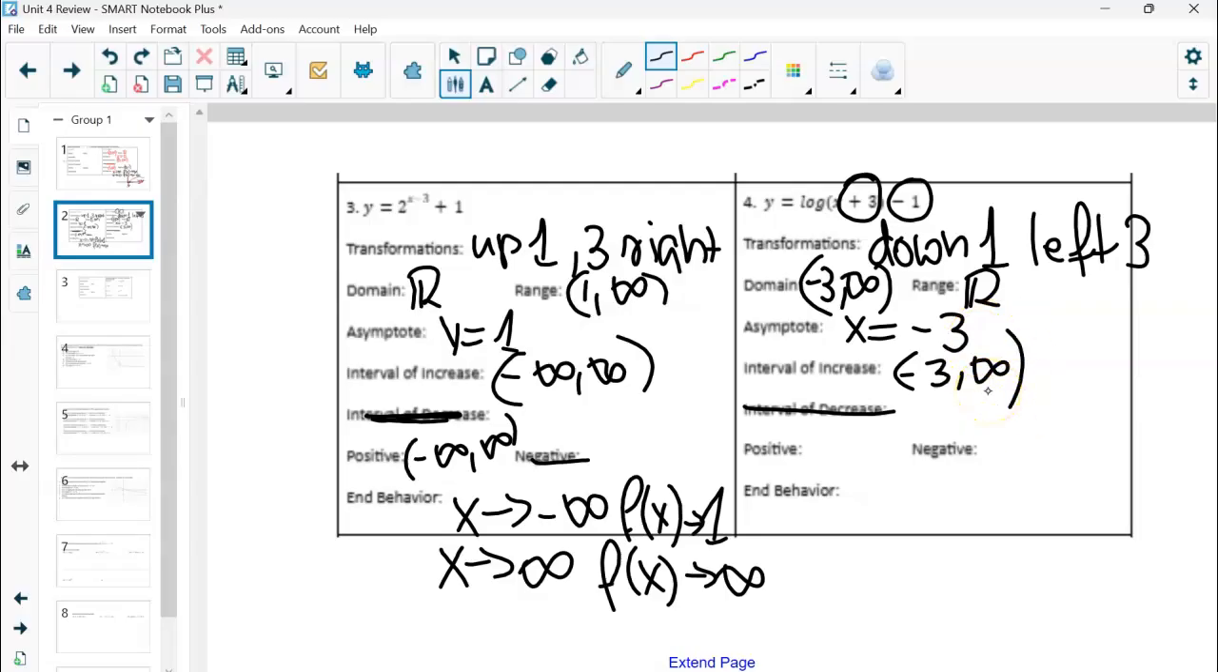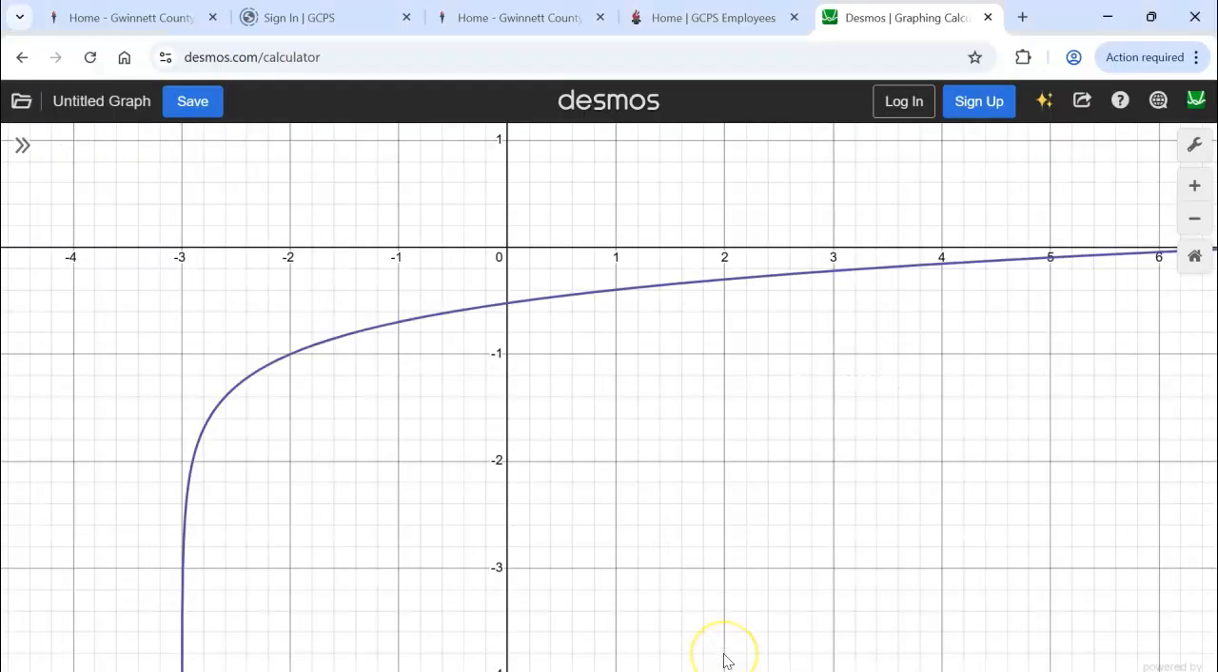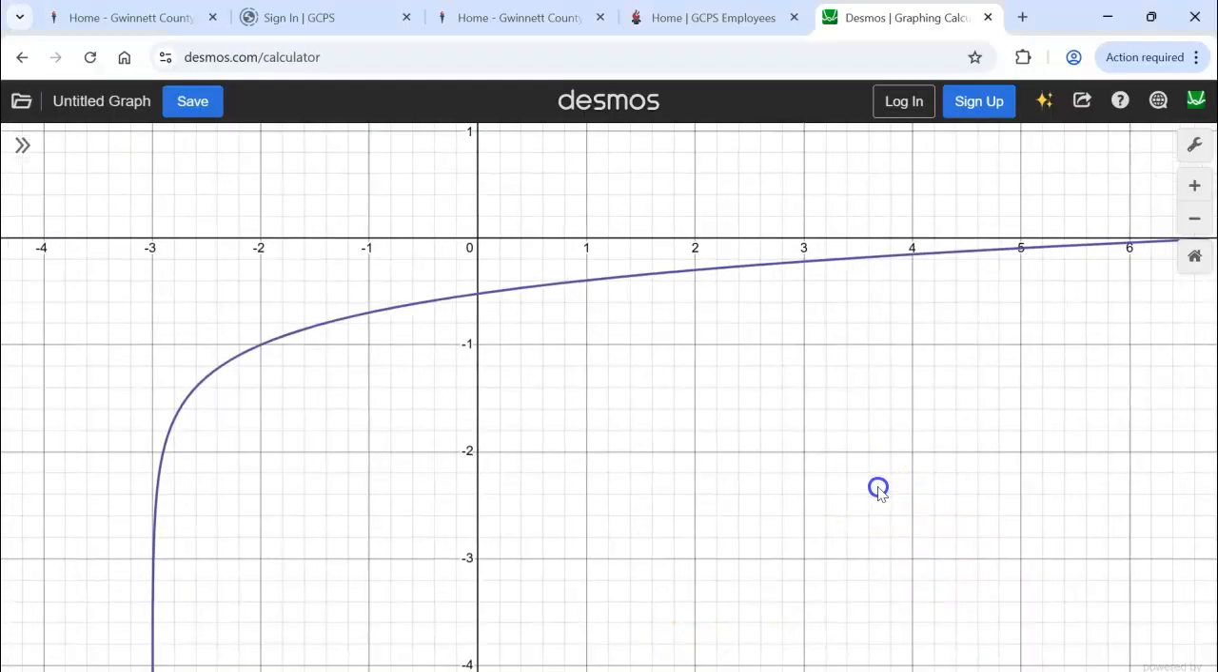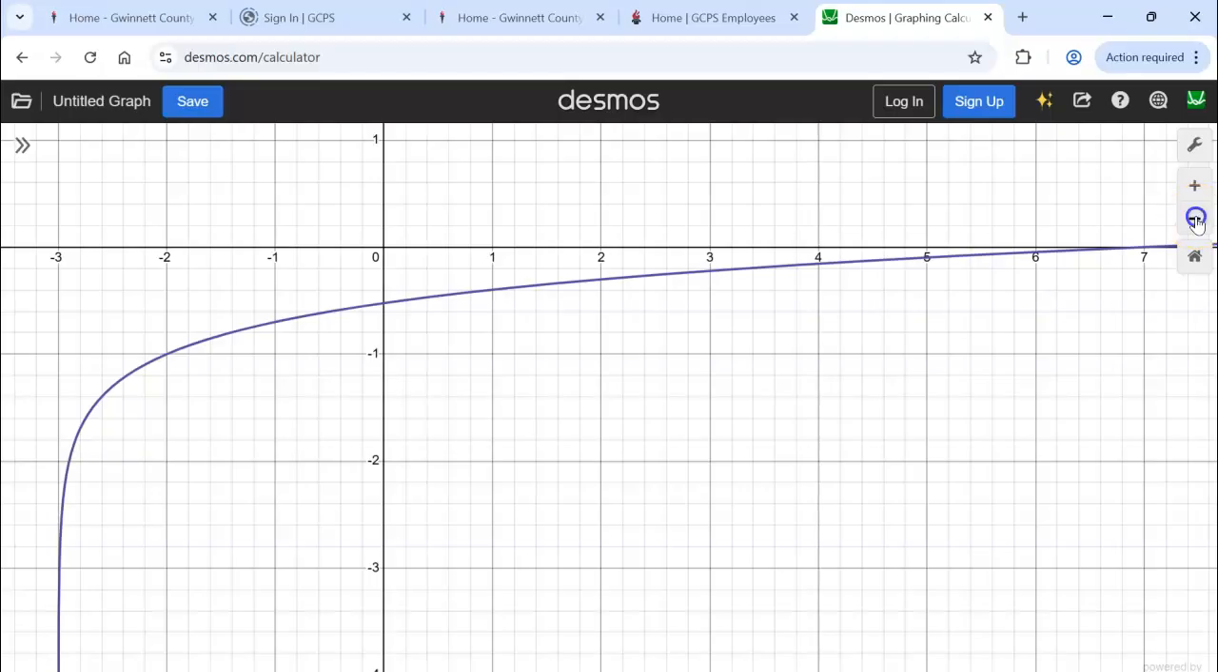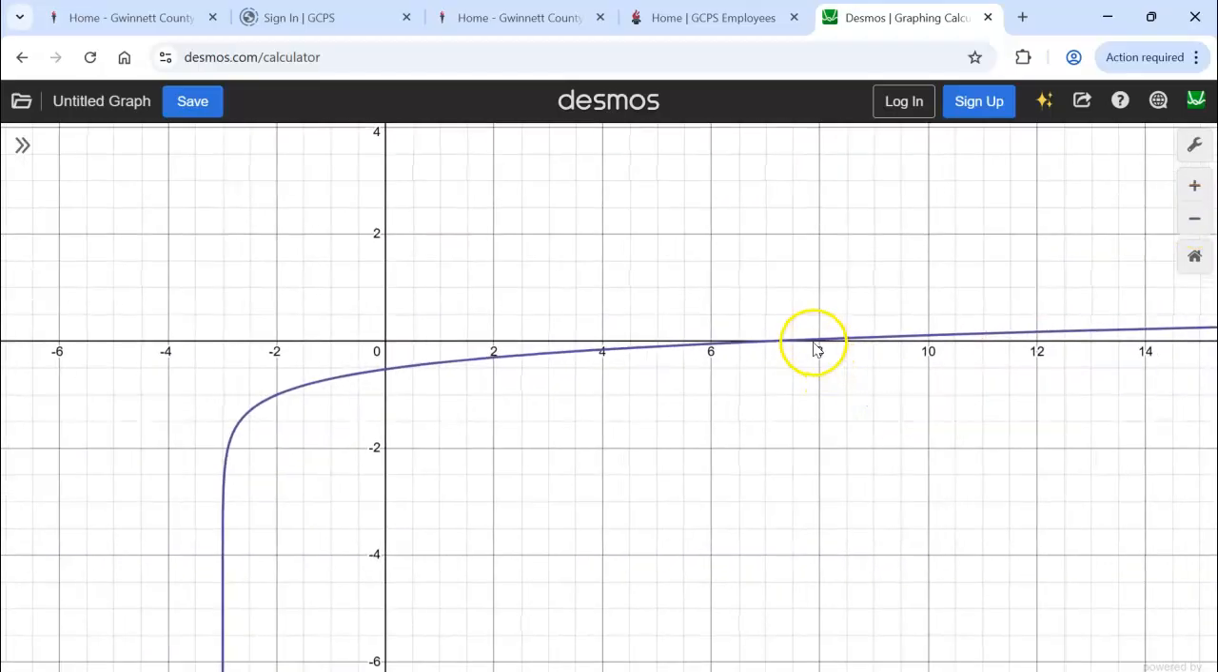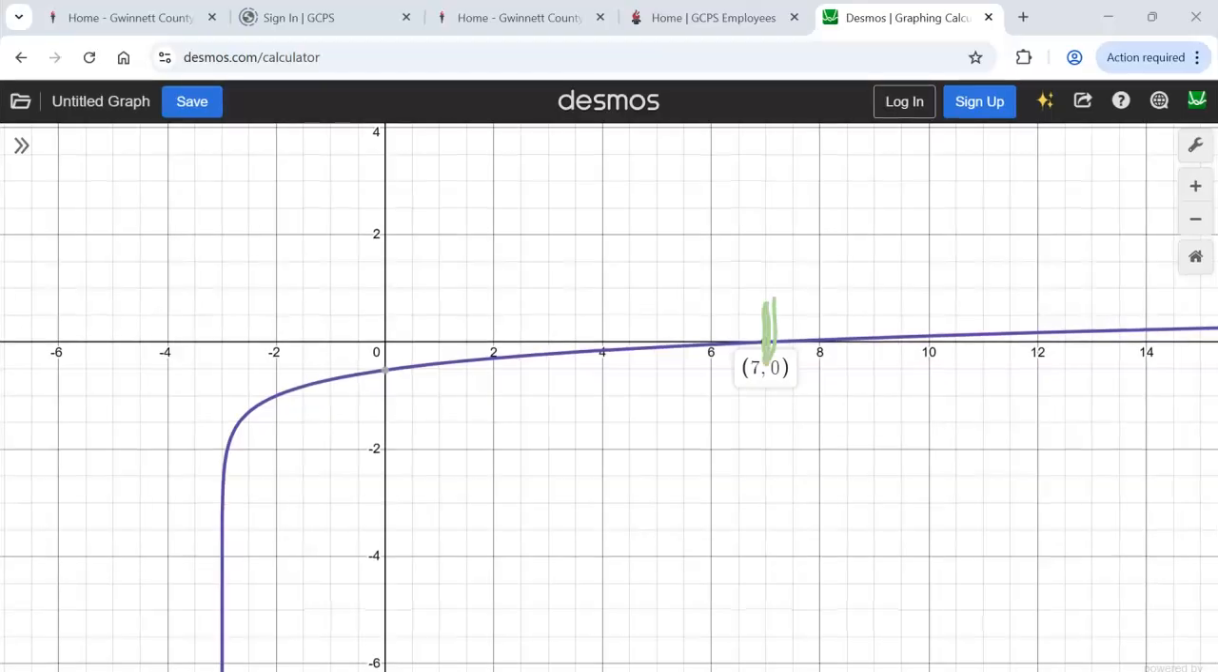Now, positive and negative numbers are going to be a little bit different, because part of the function is on the bottom, some of it's on top. So positive and negative numbers are going to depend on the x-intercept. So where is the x-intercept? It's right here at 7. That means that at 7, guys, part of the function's above and part of the function's below. Okay? So all of this is above, which means from 7 to infinity, it's positive.